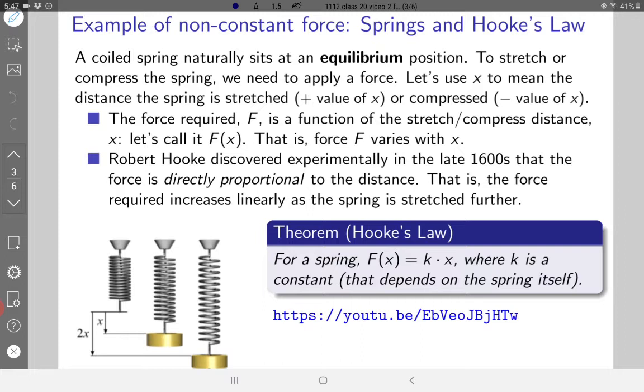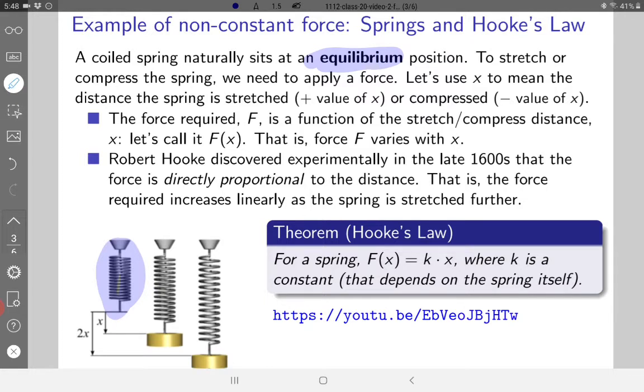Well, here's an example. Imagine a coiled spring that naturally sits at an equilibrium position. If you have a spring and I just put it on the table and I don't touch it, it's not going to move around. It's going to sit in a natural position where it's not squished, not compressed, and not stretched out. This is what I mean by equilibrium. It's just sitting there without really moving.